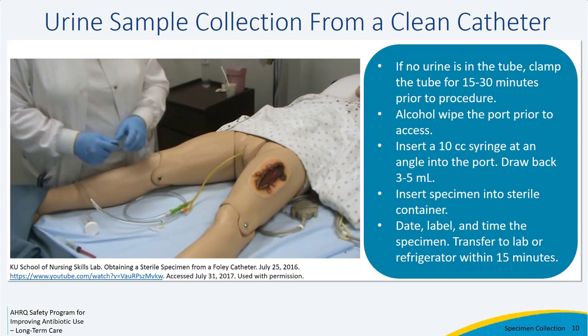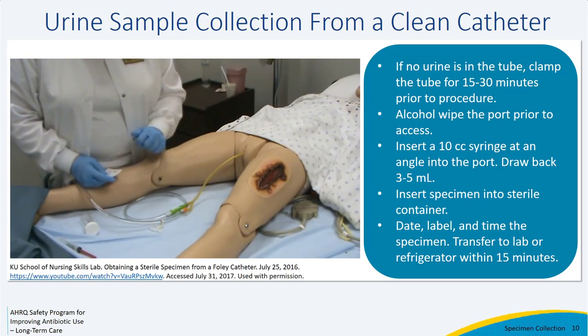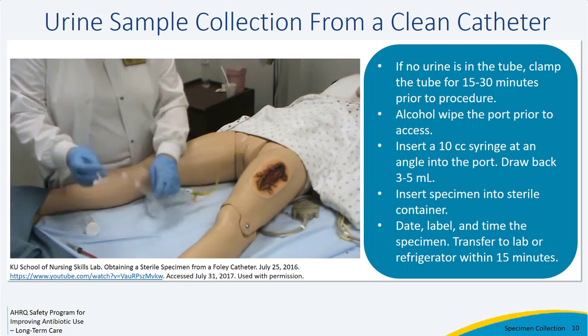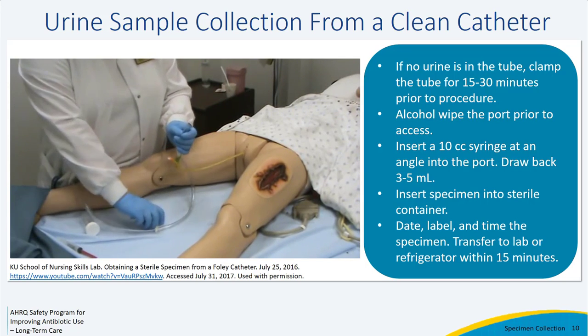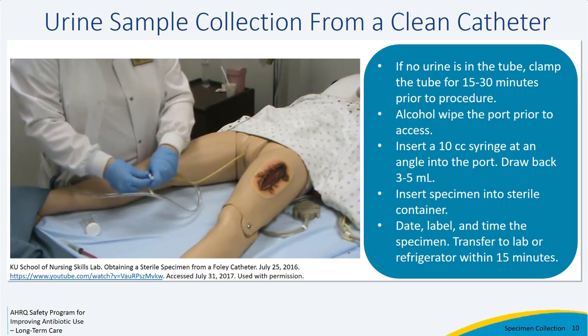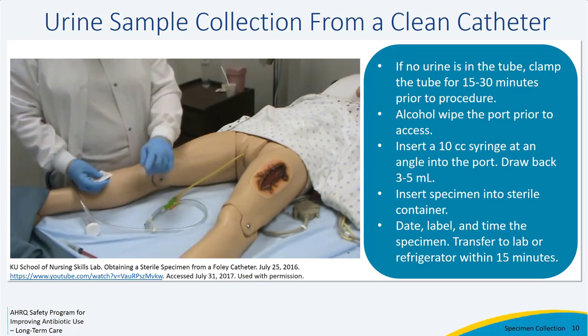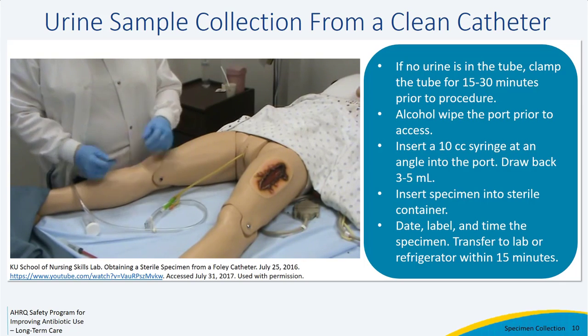For urinary specimen collection, if there is no visible urine in the tube, you will need to clamp the tube for at least 15 to 30 minutes. And to clamp the tube, it's fairly simple. You can clamp it just below the port where you're going to be taking your specimen. Just bend it in half, and you can put the clamp from the bed on it, and that should be enough so that the urine will back up into the tube. Do not let it go any more than about 30 minutes.